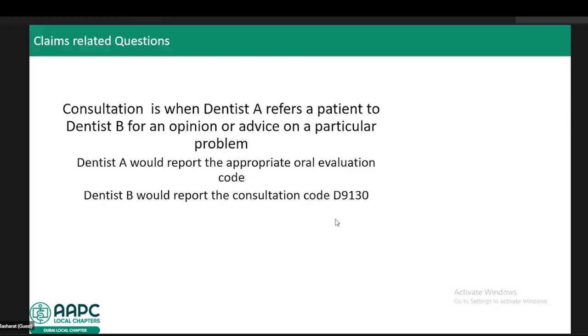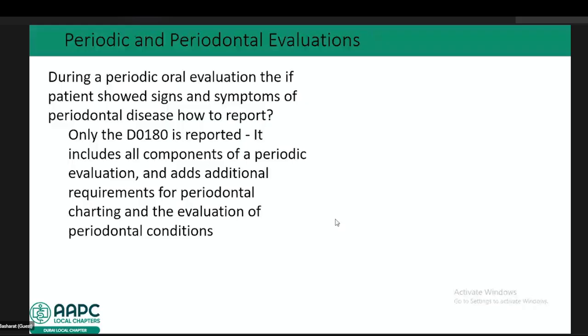Consultation is when dentist A refers a patient to dentist B for an opinion or advice on a particular problem. Dentist A would report the periodic oral evaluation code. Dentist B would report the consultation code. So this is, again, for American dental coding, where we have the consultation code. During a periodic oral evaluation, if the patient shows signs and symptoms of periodontal disease, how do you report? You can report code D0180.